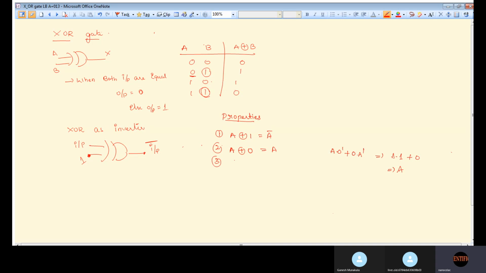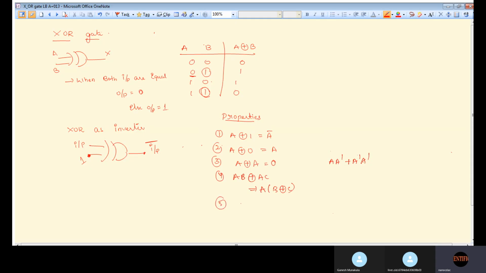Third one, tell me, A XOR A. What is this? It is easy to find out. A XOR A means A into A complement plus A complement into A, right? So which will be equal to what? 0. At least you ping. So AB XOR AC will be equal to what? A into B XOR C.